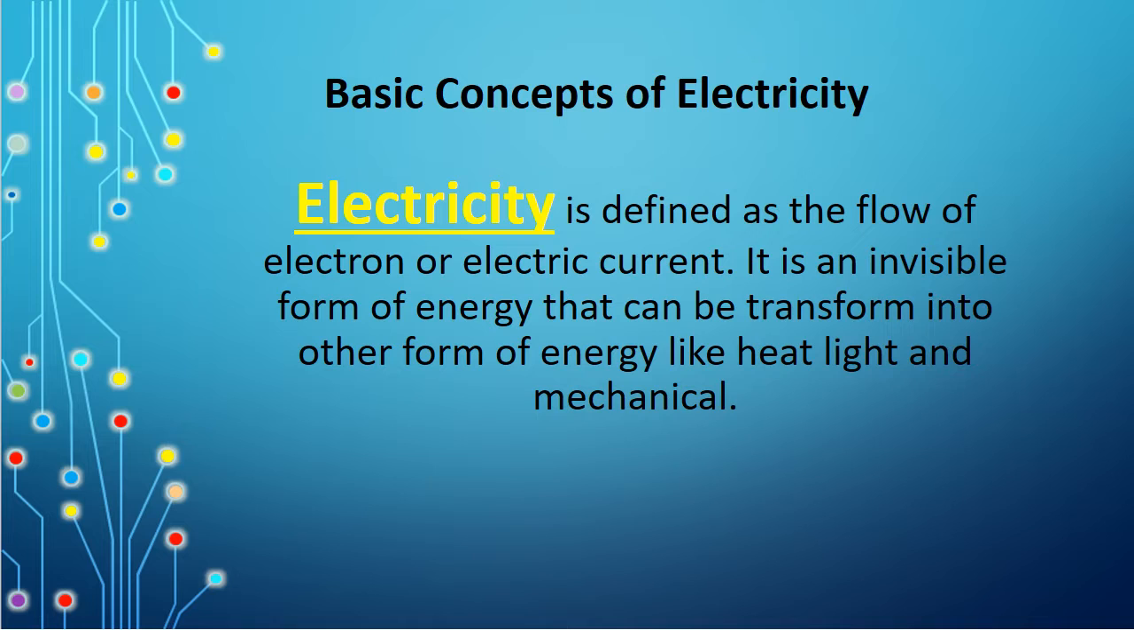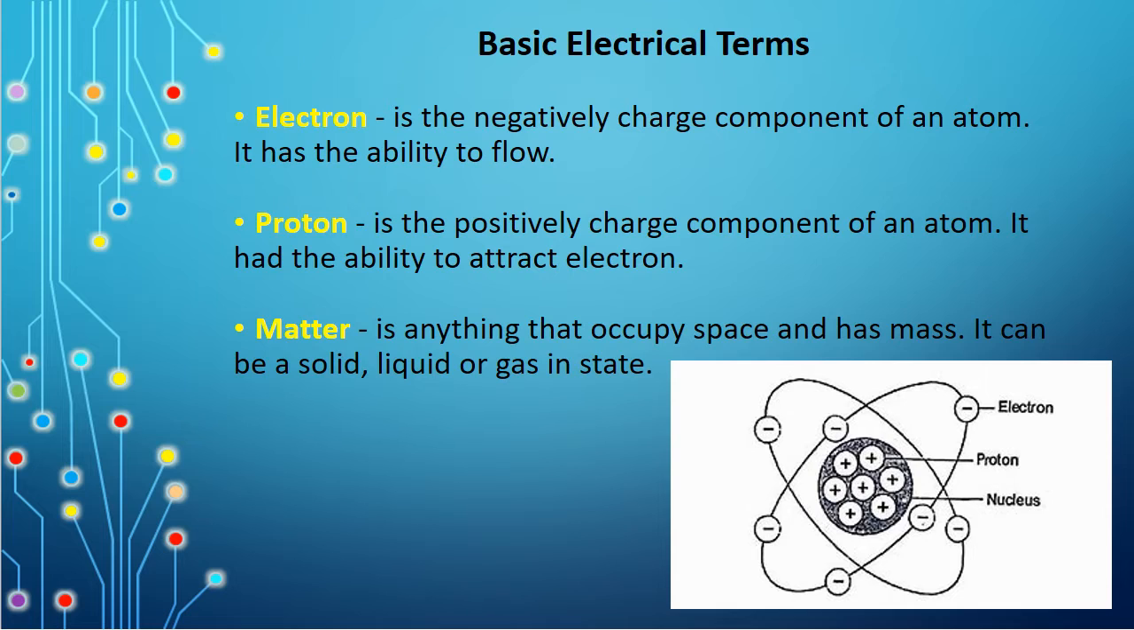So, basic concepts of electricity. What is electricity? Electricity is defined as the flow of electrons or electric current. It is an invisible form of energy that can be transformed into other forms of energy like heat, light, and mechanical. So, these are the basic electrical terms.